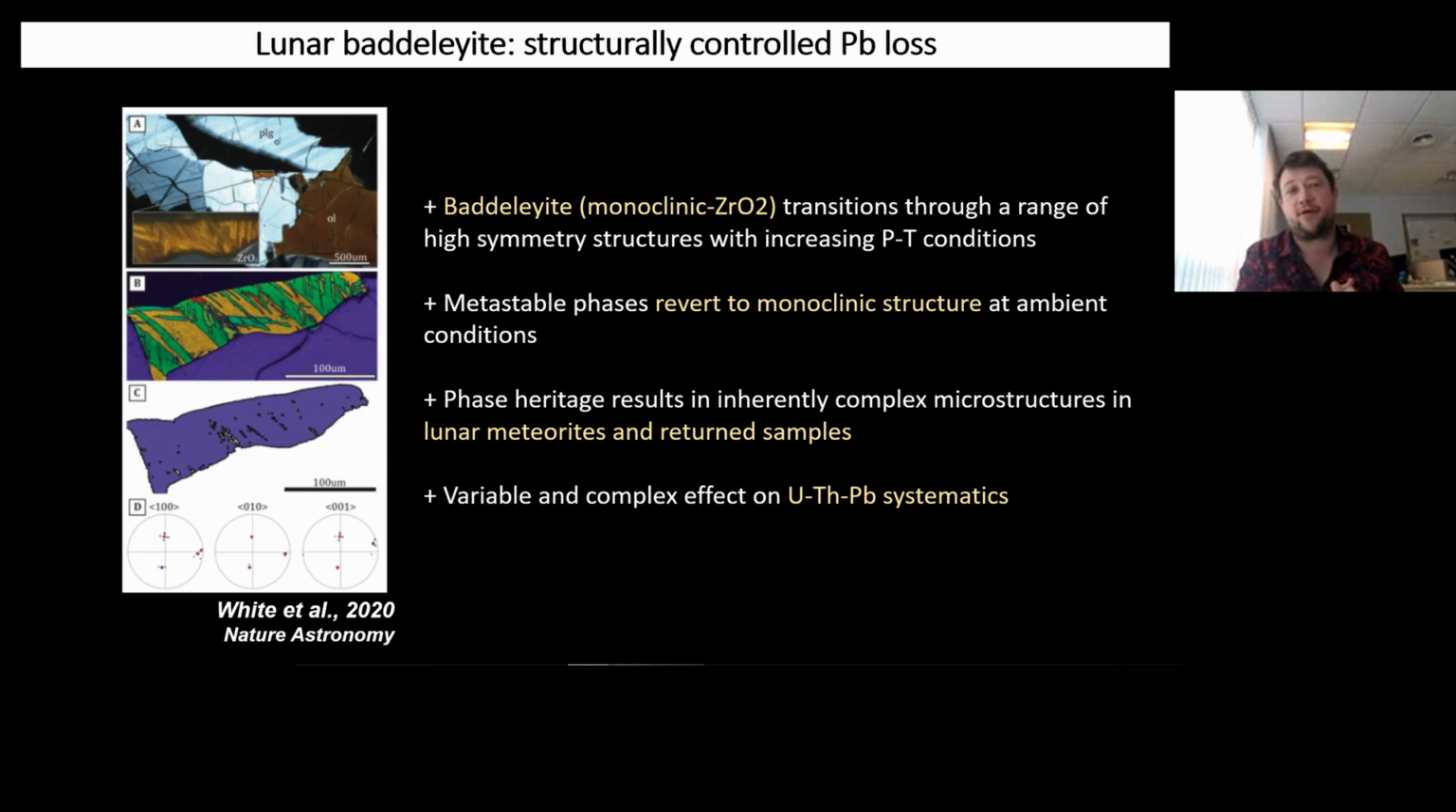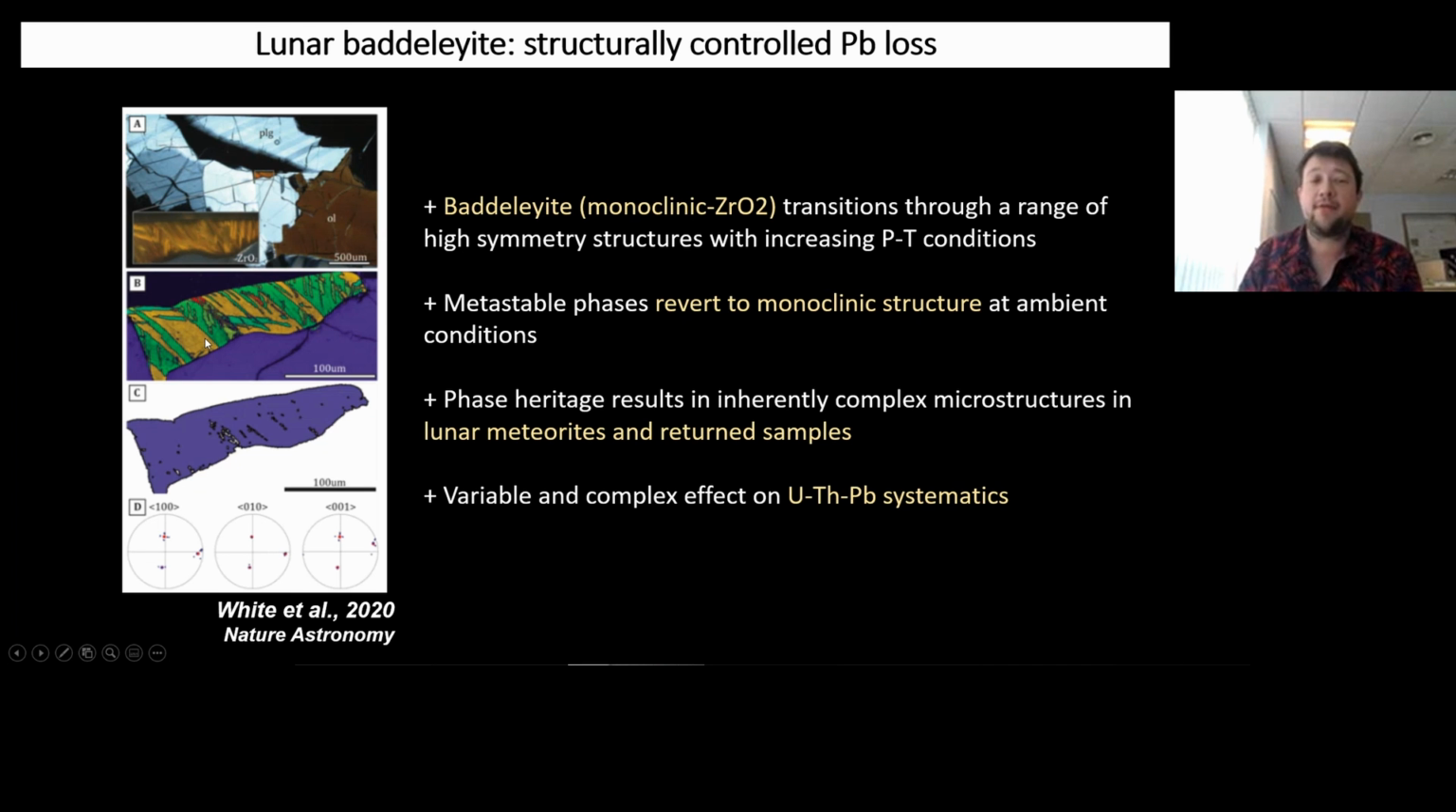Baddeleyite is a bit of a nightmare, so it's incredibly complex. This is one of the examples that Anna was talking about in 76535. A massive baddeleyite grain. You can see even in the reflected light image that there's a very complex internal structure going on. When we use EBSD, electron backscatter diffraction, we can actually quantify that structure.